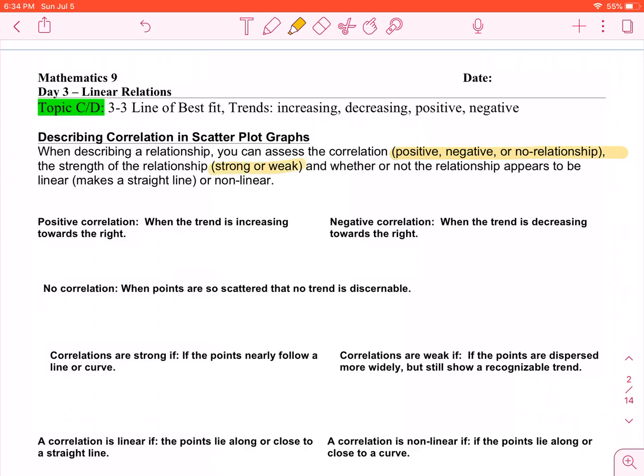Some teachers also teach moderate, right? So if it's kind of in between. And whether or not the relationship appears to be linear, so makes a straight line, or if it's nonlinear. Nonlinear could be a curve, so basically not a straight line. Okay, so I'll let you read over these correlations. These are just some notes that you can follow.